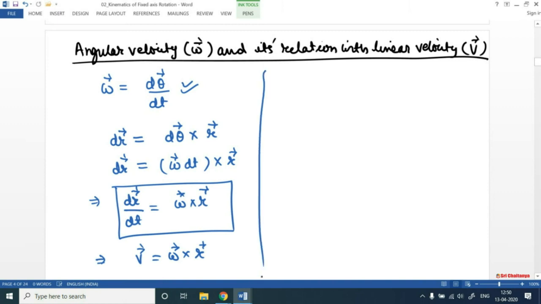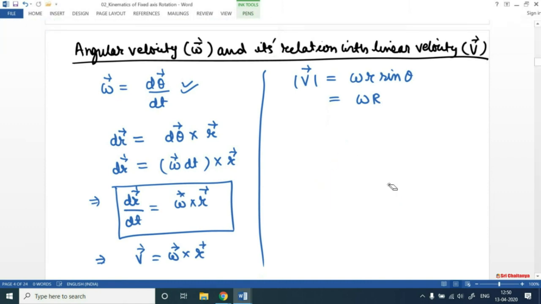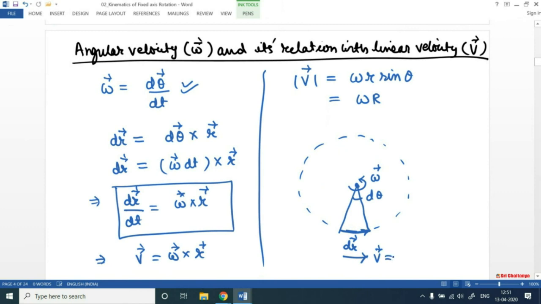Now about its magnitude: v will be equal to omega r sine theta, and r sine theta would be nothing but capital R over here. Like in the very beginning, we looked at the triangle, where the point was moving along a circular path. So let's draw that triangle over here. If the point is moving along the circular path, this was d theta, so this was the direction of angular velocity, and this was the direction of dr. So v would also be along omega cross r.